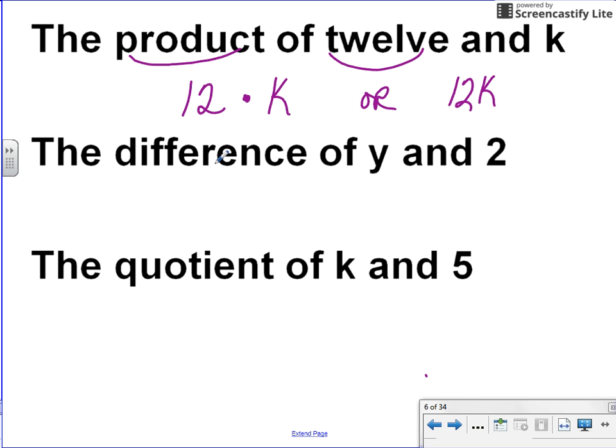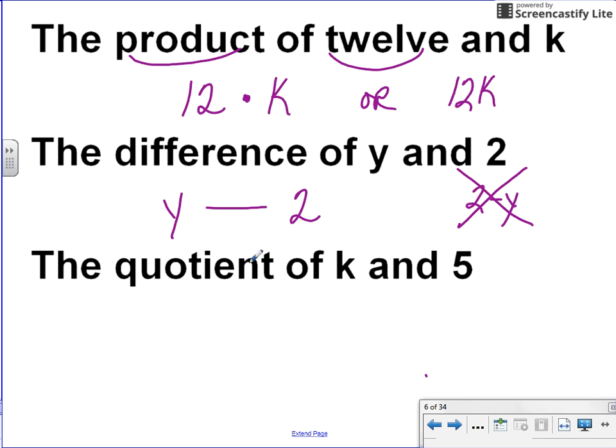Look at this one. The difference of y and 2. Difference means subtract. Y comes in front, 2 goes here. That's the difference of y and 2. It is very, very important that you don't think you can interchange those and put the 2 first. It doesn't work.